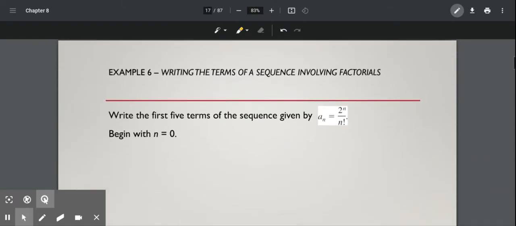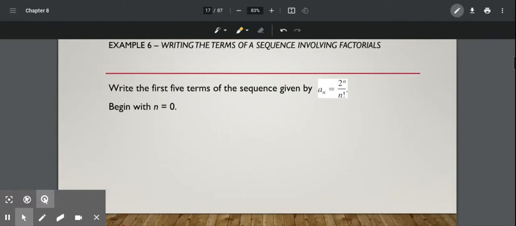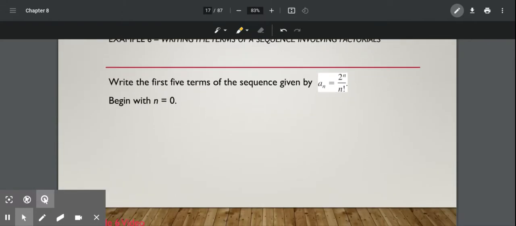For this example, we're going to write the first 5 terms of the sequence given by 2 to the n over n factorial, and we're going to begin with n equals 0 as our first term. So a sub 0 is our first term, which means we would have 2 to the 0 over 0 factorial. 2 to the 0 is 1, 0 factorial is 1, and we get 1.